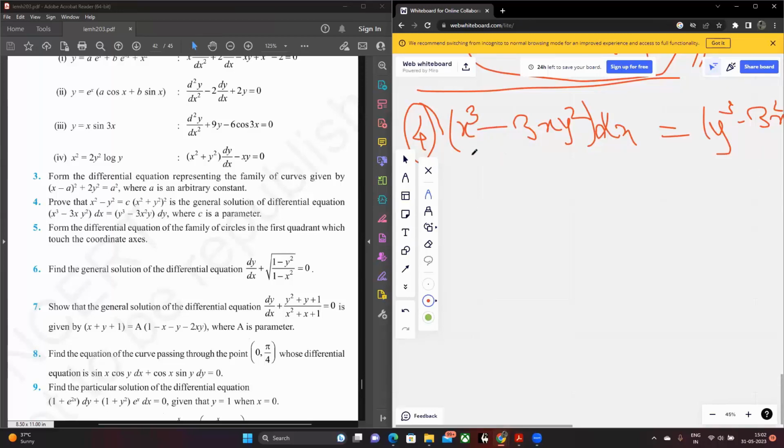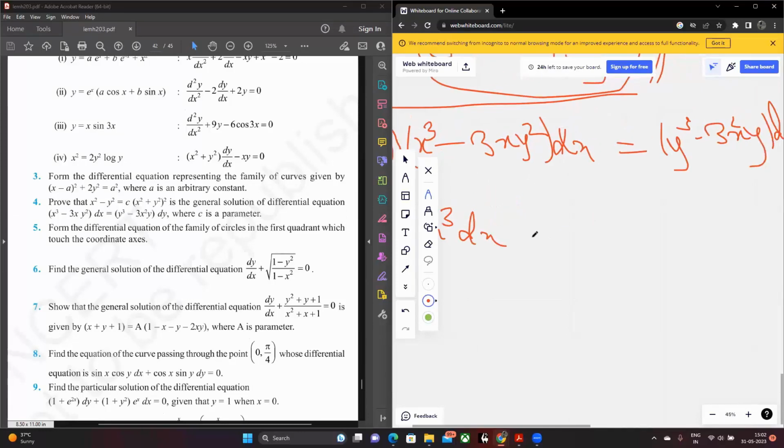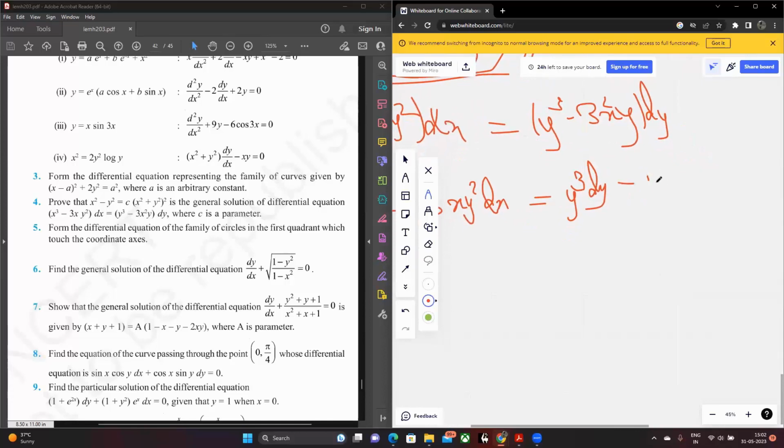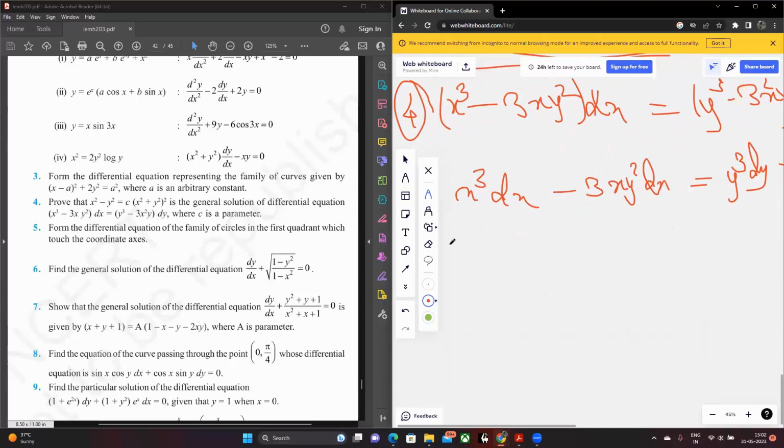Because reduction to any other method basically takes a lot of time, and it's a lot of effort for a very long operation. So here, what I do is basically split this up as x cubed dx minus 3xy squared dx equaling y cubed dy minus 3x squared y dy. And then bring these two terms over here.